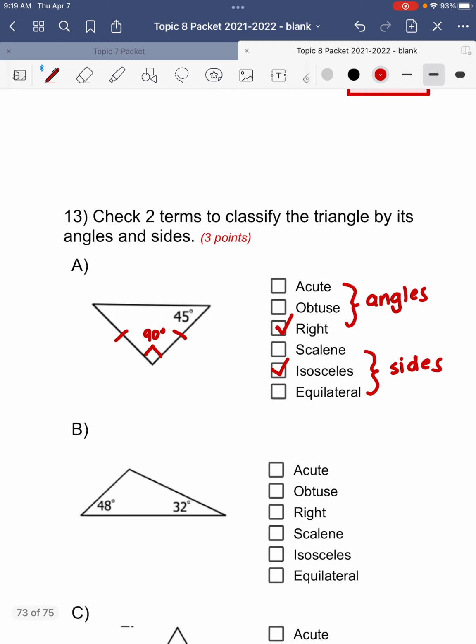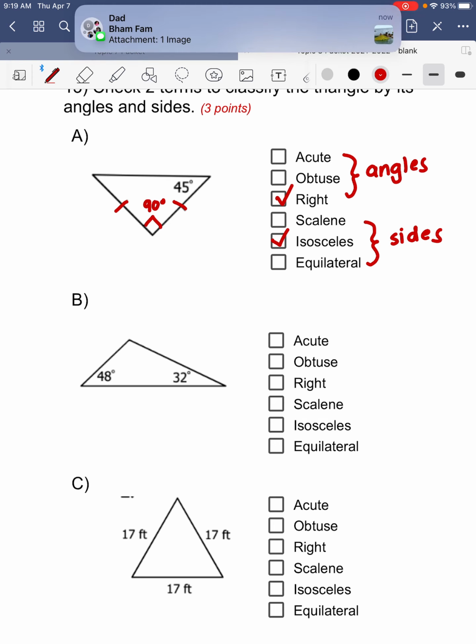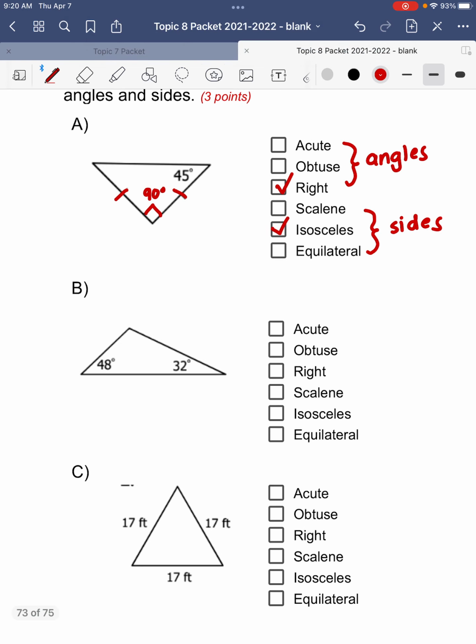Okay, let's look at the next one. So we're given 2 angle measures. We don't know the third, but I can easily figure it out. How can I figure it out? Well, same thing that I was doing in numbers 9 and 10, the angle sum theorem. So I know that that could be my x.